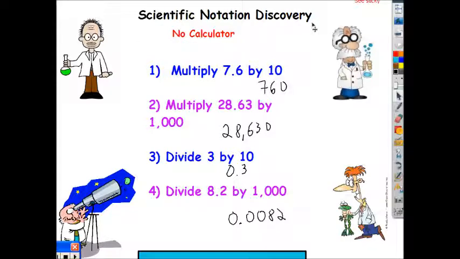what will actually happen. We just showed that when you multiply 7.6 by 10, you get 760. So multiplying by 10 is the same as just moving the decimal one place to the right. 28.63 times 1,000 is 28,630. And we can see that multiplying by 1,000 is the same as just moving this decimal 3 places to the right. Dividing by 10 is the same as moving the decimal one place back. And dividing by 1,000 is the same as moving this decimal 3 places back.